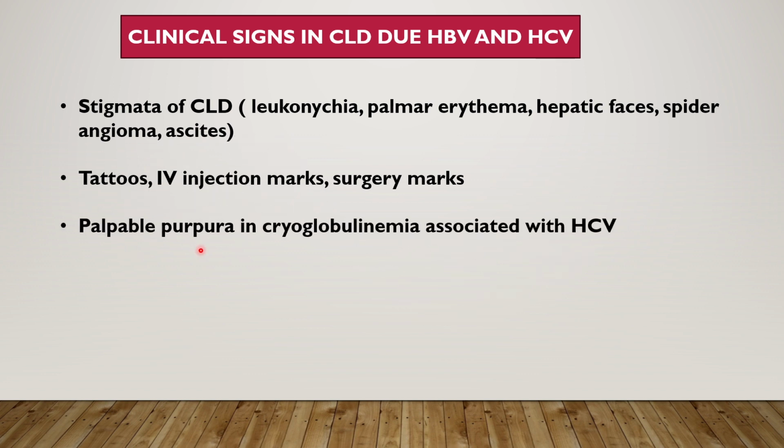Palpable purpura occur in cryoglobulinemia, which is associated with HCV infection. So these are the signs which can be seen in CLD due to hepatitis B and C virus.